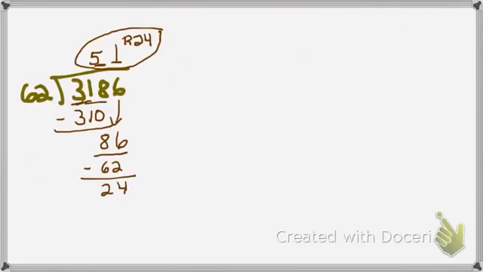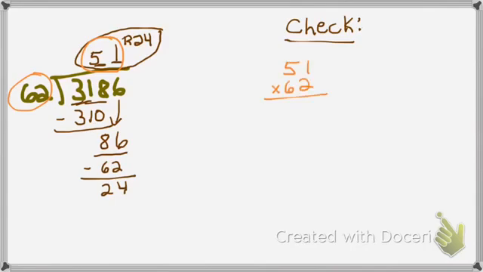So the answer that I found for my problem was 51 remainder 24. I'm going to do my traditional method check here. I multiply my whole number quotient, which is 51, times my divisor, which is 62. Say 51 times 62. So 2 times 1 is 2. 2 times 5 is 10. Put down the 0. Put down the 1 because there's nothing to carry it over.